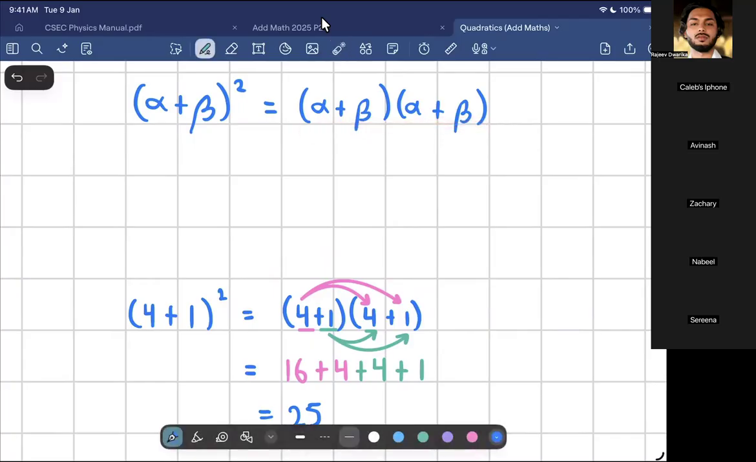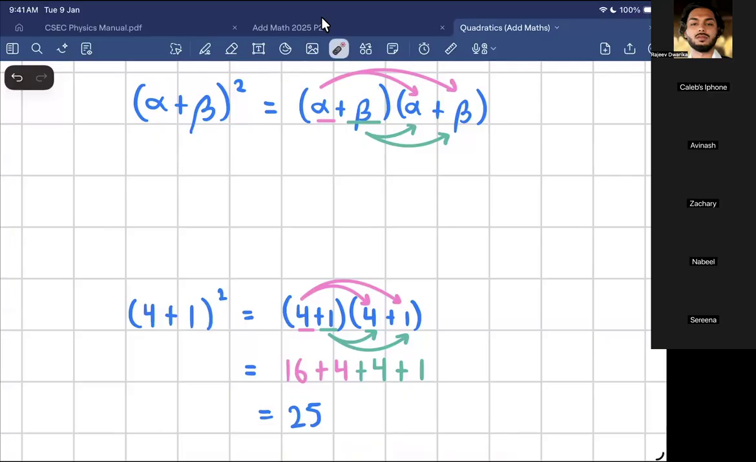So how am I going to expand the brackets? Again, follow the same pattern. Alpha by alpha and alpha by beta, right? And then you do beta by alpha and beta by beta. And when you say factorize, this is technically the factorized form. Because when you write it like this, you're writing it as a product of factors. Factorize means to write something as a product of its factors.